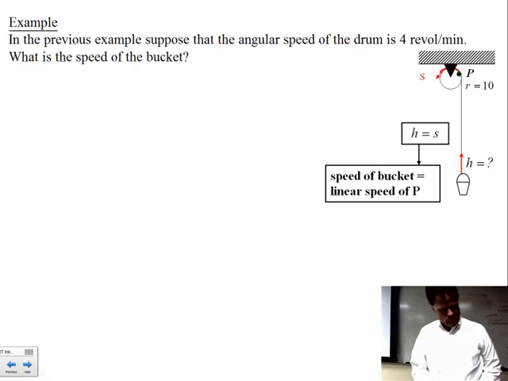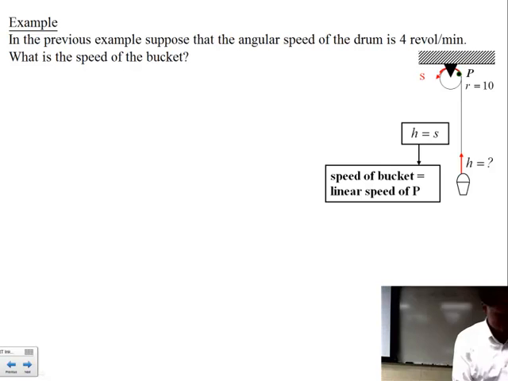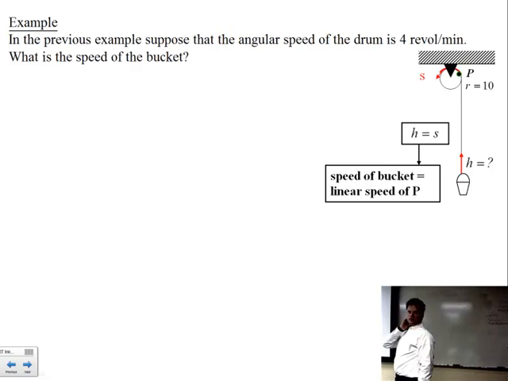All right, we're back. So shall we finish up this example real quick? Now suppose the angular speed, I'll give you the angular speed: 4 revolutions a minute. What's the speed of the bucket? Remember, the radius is 10 inches. So what's the speed of the bucket?